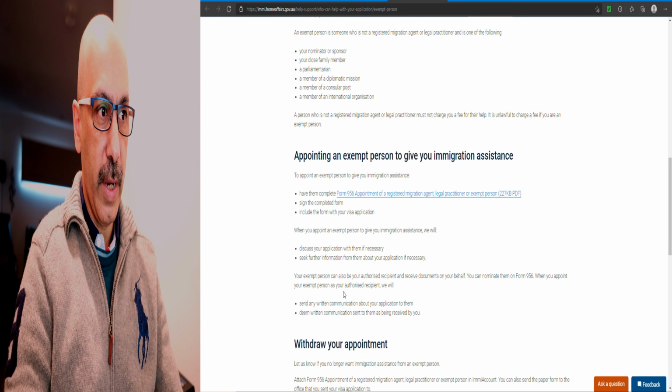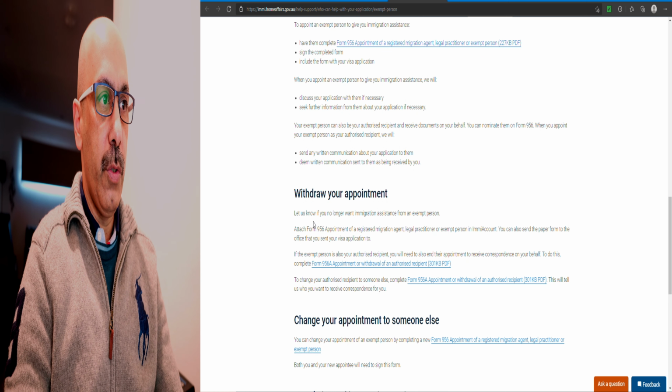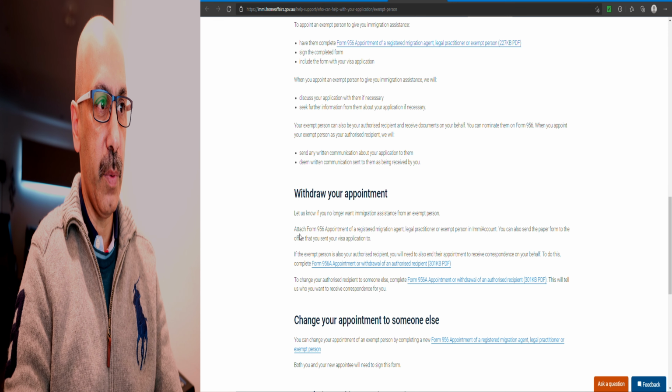When you appoint your exempt person as your authorized person, we will send any written communication about your application to them. We deem written communication sent to them as being received by you. Withdraw your appointment. Let us know if you no longer want immigration assistance from any exempt person.